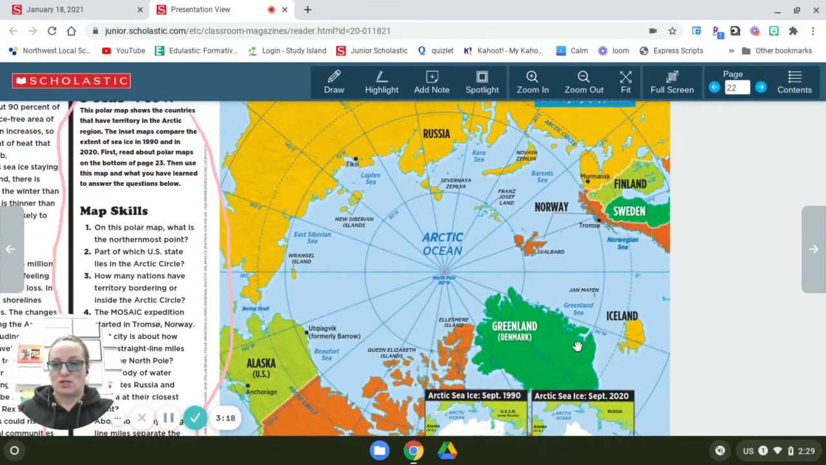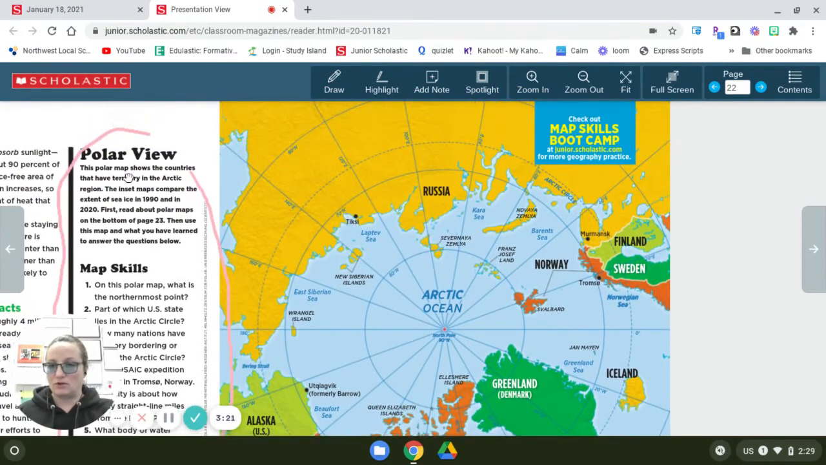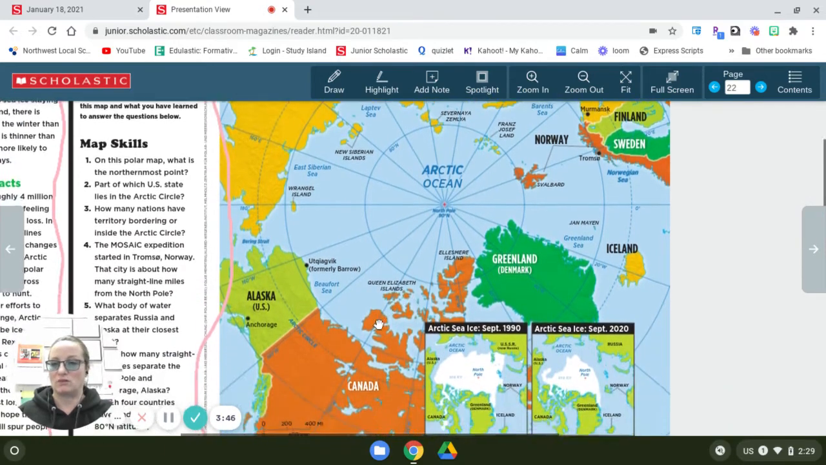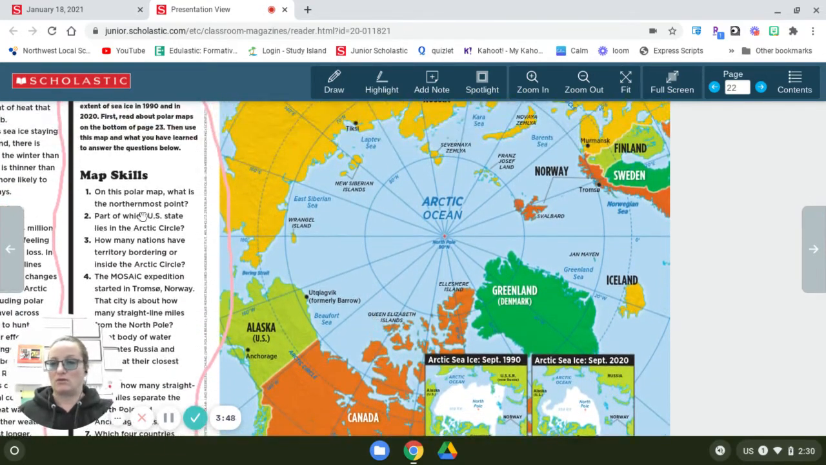All right, so it says polar view. This polar map shows the countries that have territory in the Arctic region. The inset maps compare the extent of sea ice in 1990 and in 2020. First, read about polar maps on the bottom of page 23. Then use this map and what you've learned to answer the questions below. So we've just read the bottom of page 23. So we're going to go ahead and work on these problems.